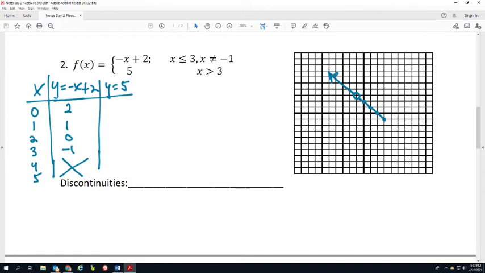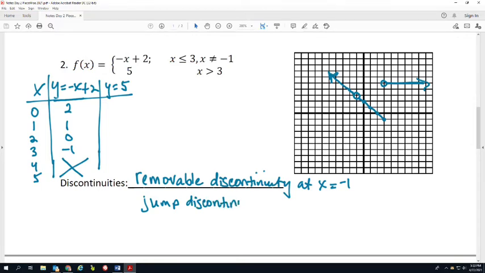Okay, and then we've got to finish our graph. For the next one, we have a horizontal line, y equals 5, for all the x's greater than 3. But it's not at 3, it's going to be an open circle. So right here, we have an open circle, and then it's all the x's to the right of that. So we have 2 discontinuities here. We have a removable discontinuity, and that's going to be at x equals -1, and then we have a jump discontinuity at x equals 3.